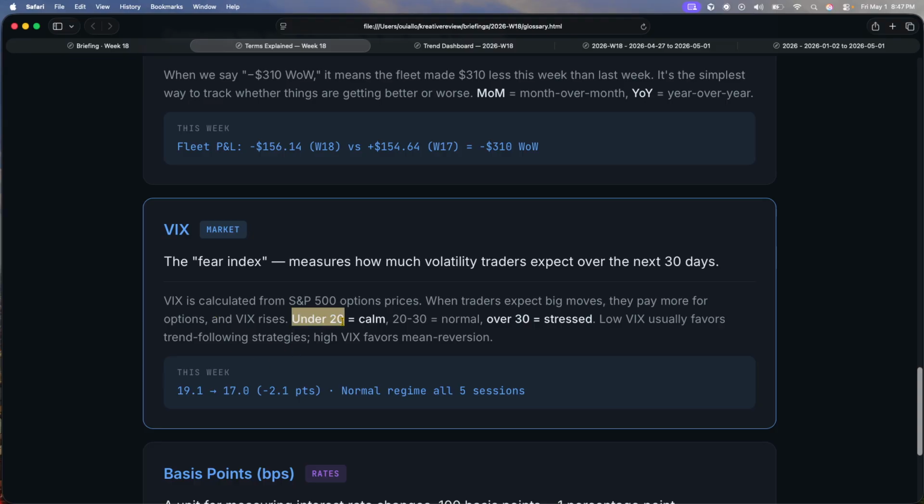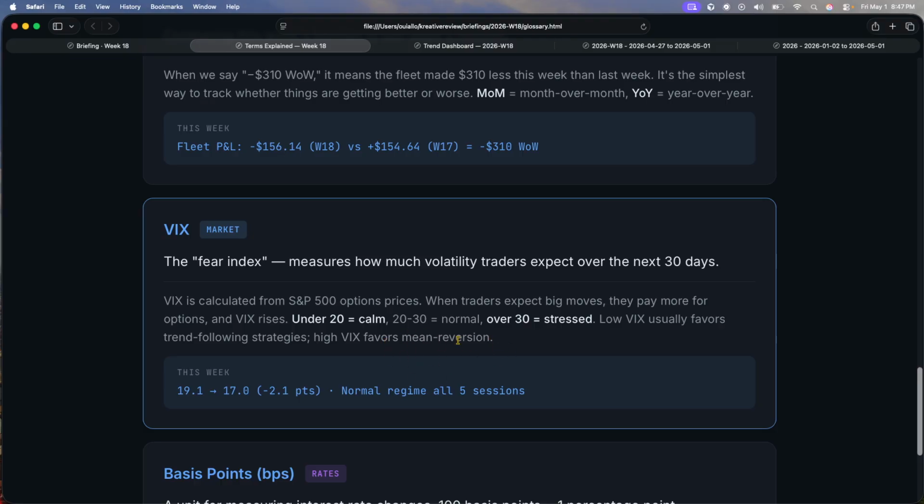Whenever we see VIX under 20, we are in calm conditions. VIX between 20 and 30, we're in normal conditions. And anything where VIX is over 30, we're in super stress, fam. So low VIX usually favors trend following strategies, while high VIX favors mean reversion strategies, right?